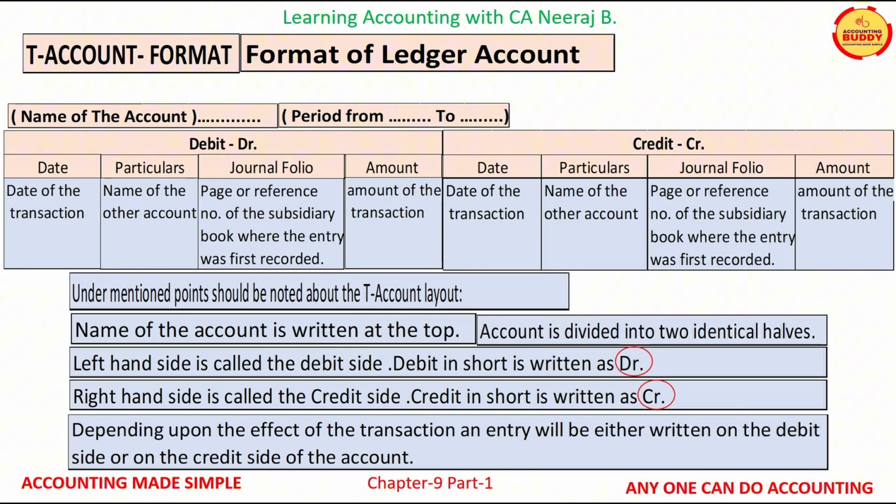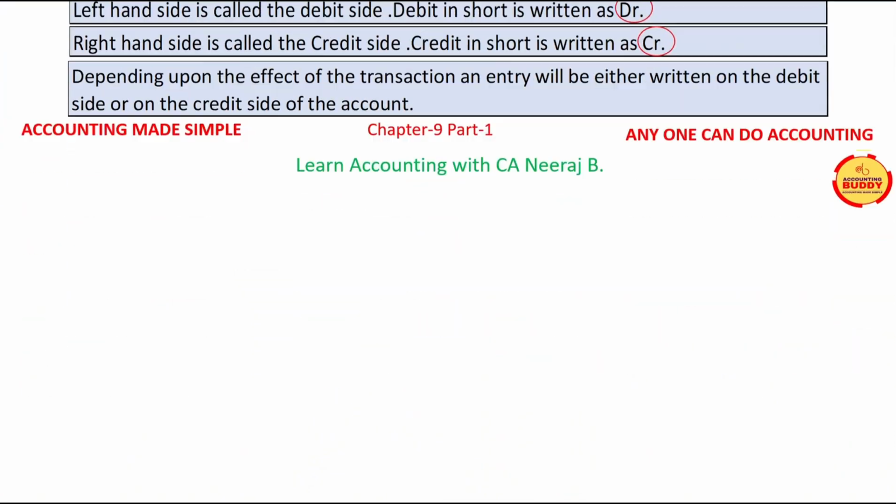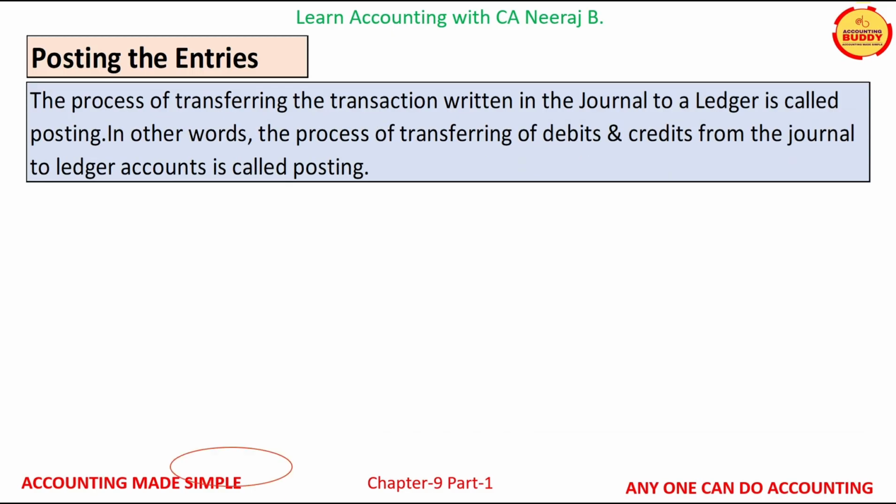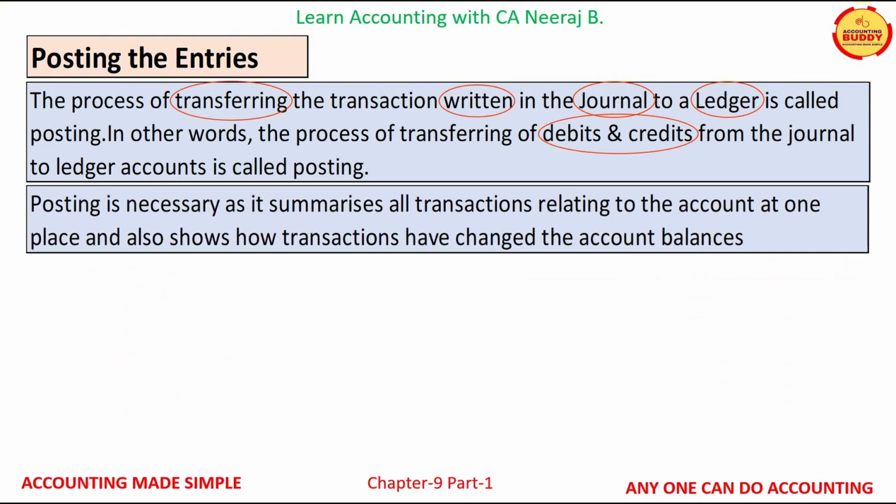Now, depending on the effect, an entry will be written on either the debit side or the credit side of an account. Let us now understand the concept of posting of entries. The process of transferring the transactions written in the journal to the ledger is called posting. In other words, the process of transferring debits and credits from the journal to the ledger accounts is called posting. Posting is necessary as it summarizes all the transactions relating to the account in one place and also shows how transactions have changed the account balances.